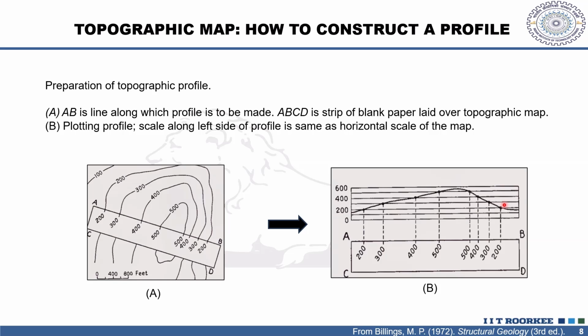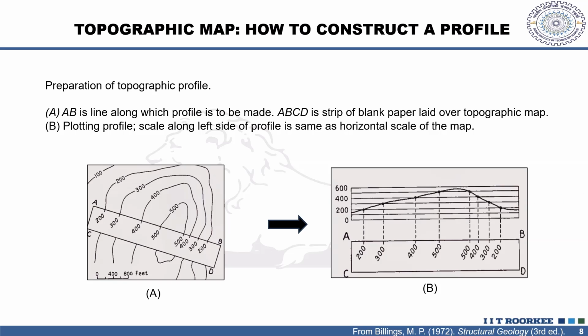This is the topographic profile. From this map you cannot identify which side is gentle and which side is steep, though we know the closely spaced contours are the steep ones. But for better clarity, here you can see the actual landform: this side has a very gentle slope and this side has a steep slope. So this is how we construct a topographic profile from a map.